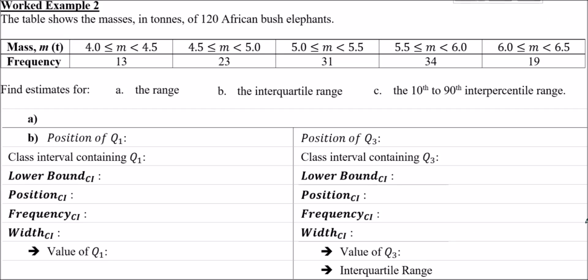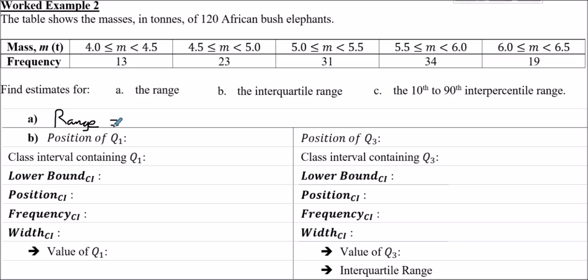Let's have a look at worked example 2. We've got this table that shows the masses in tons of 120 African bush elephants. As you can expect, they're going to be pretty large indeed. And we need to find 3 different things: estimates for the range, the interquartile range, and the 10th to 90th interpercentile range. So the range, which we need to estimate, is quite a strange one. We can't estimate it, but we need to take the absolute upper limit of the range.